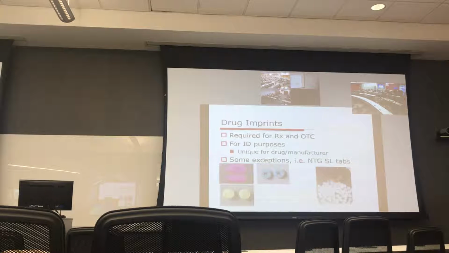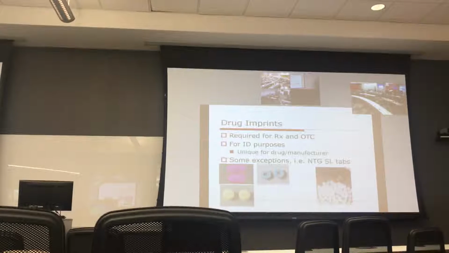Drug imprint, believe it or not, that's actually heavily regulated as well. It's required for all prescription OTC medications if they can support such an imprint. Okay, it's used primarily for identification purposes. You all still learn to recognize certain drugs by sight. There are literally too many now to know them all.